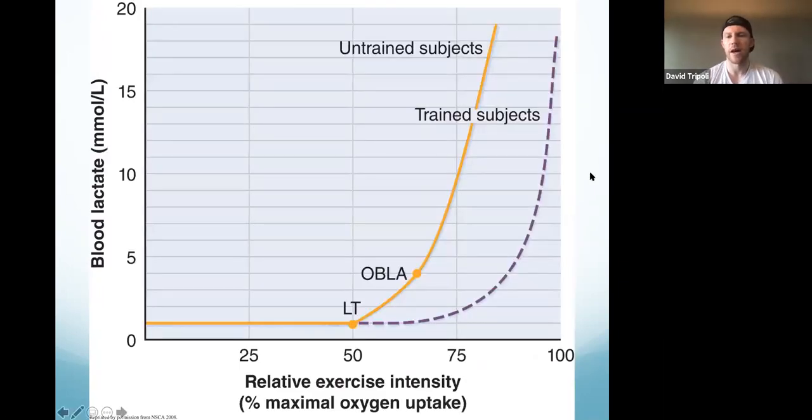So here again is that line. You have untrained subjects in the yellow, you have trained subjects in the purple. LT is that lactate threshold, right? So once you hit that, it stays minimally low, and then you really see it start to skyrocket in an untrained individual. Whereas the trained individual can go at a higher intensity exercise, and you're still going to get there at some point, but look, now they have almost 25% more of an increased intensity they're able to train at without hitting that lactate threshold, right?